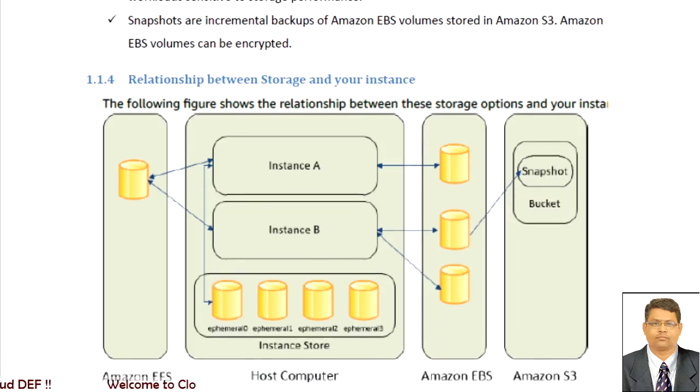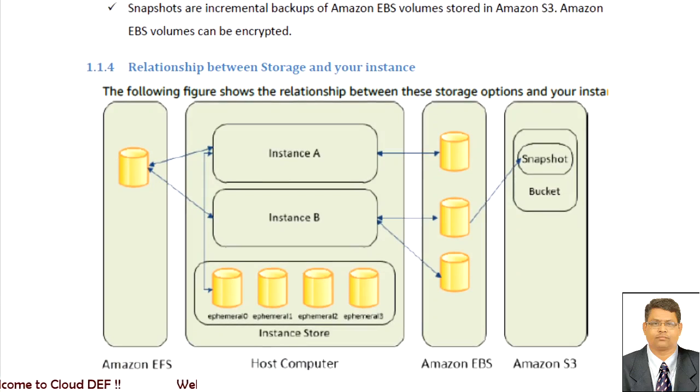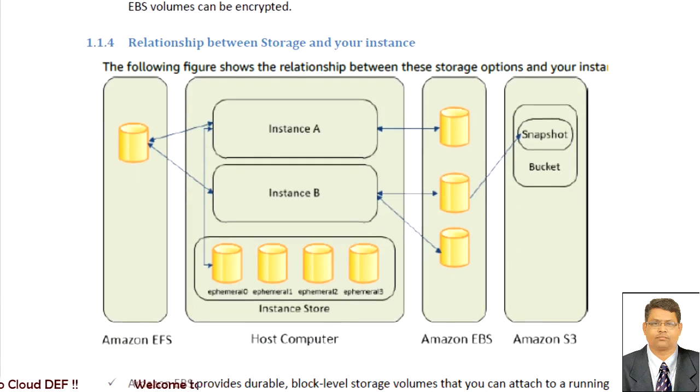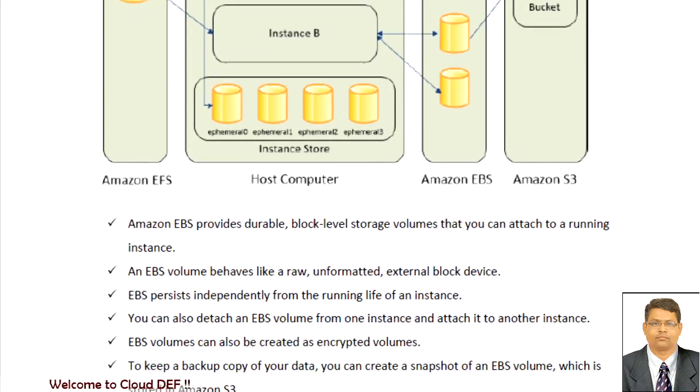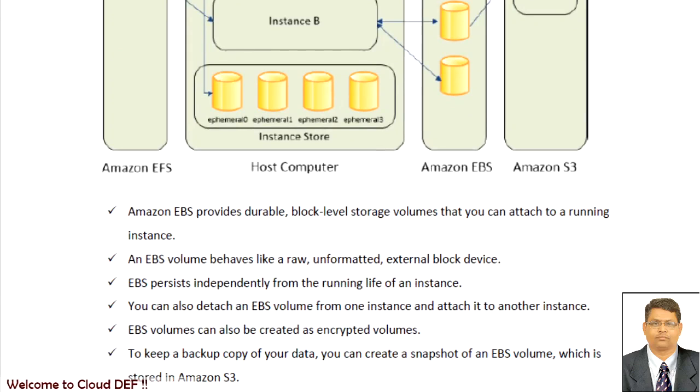1.1.4 Relationship between storage and your instance. Amazon EBS provides durable, block-level storage volumes that you can attach to a running instance. An EBS volume behaves like a raw, unformatted, external block device. EBS persists independently from the running life of an instance. You can also detach an EBS volume from one instance and attach it to another instance. EBS volumes can also be created as encrypted volumes. To keep a backup copy of your data, you can create a snapshot of an EBS volume, which is stored in Amazon S3.